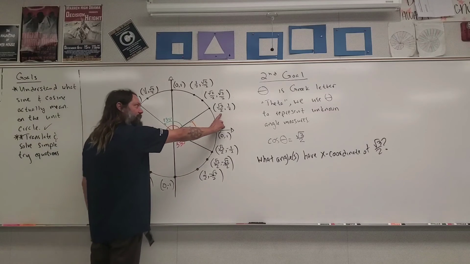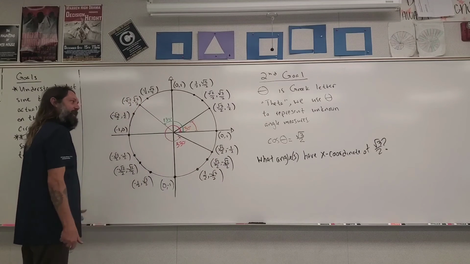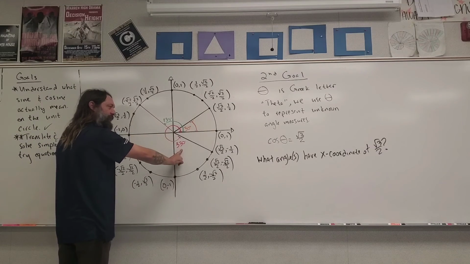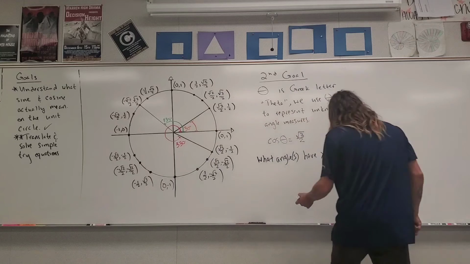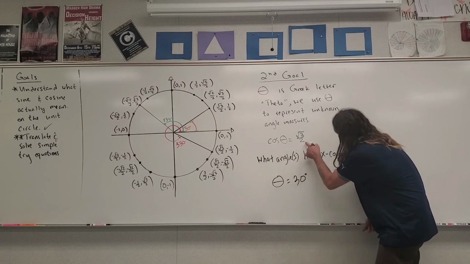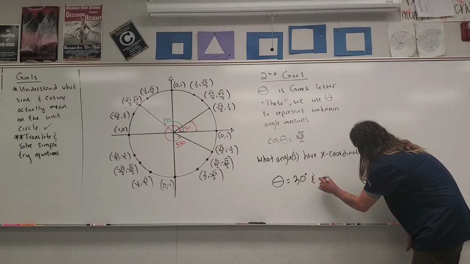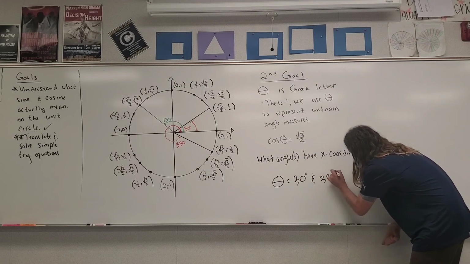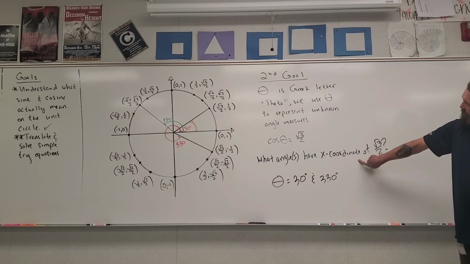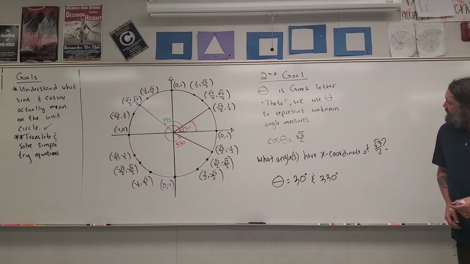So what angle or angles have an x-coordinate of square root of 3 over 2? Well, I have a square root of 3 over 2 here, and I have a square root of 3 over 2 here. So the two angles that have an x-coordinate of square root of 3 over 2 are 30 degrees and 330 degrees. That means my unknown angle, theta, must be equal to 30 degrees, because that has an x-coordinate of square root of 3 over 2, and 330 degrees. That's how we translate these simple trig equations and solve them. If you actually solve them for what they are, they're very, very simple to solve.